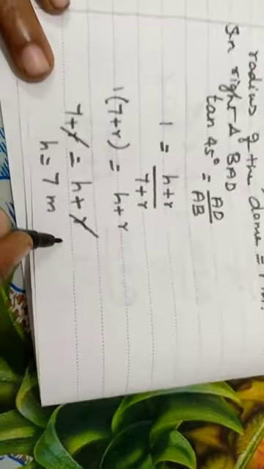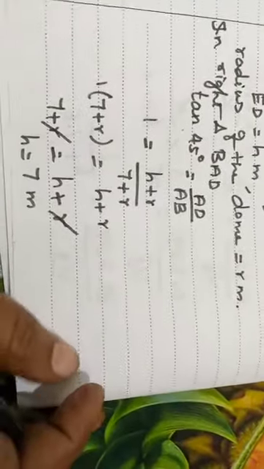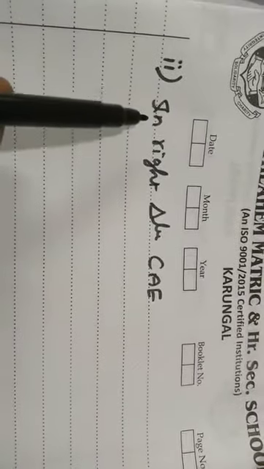Understood, students? Next we can take the right triangle. For the second subdivision we can use the right triangle CAE. Here the tan ratio can be used. See this diagram.